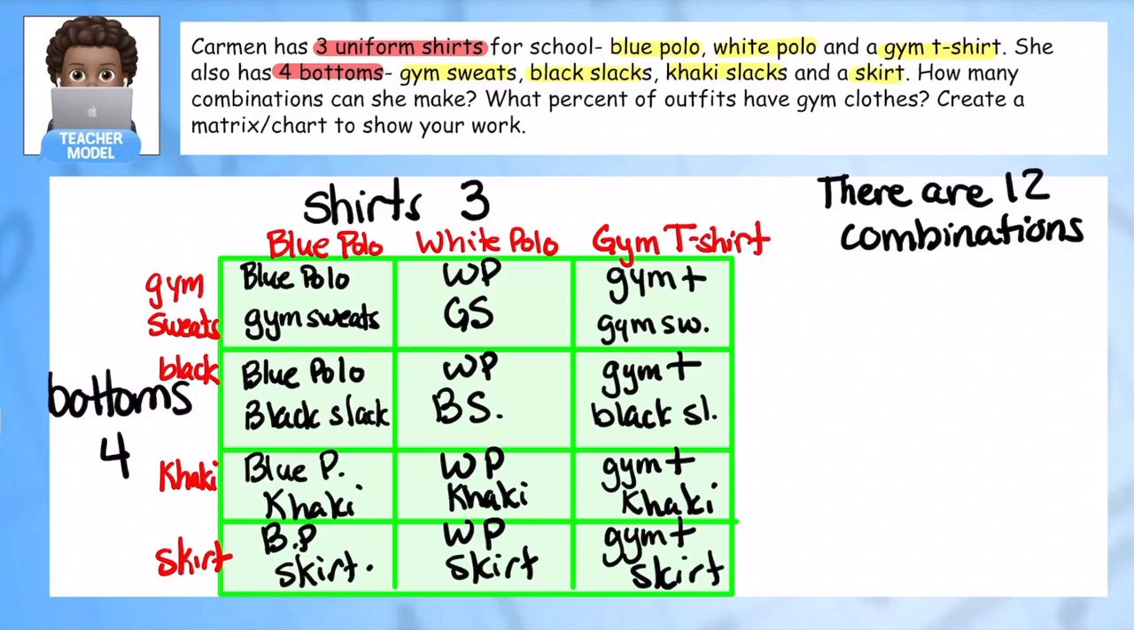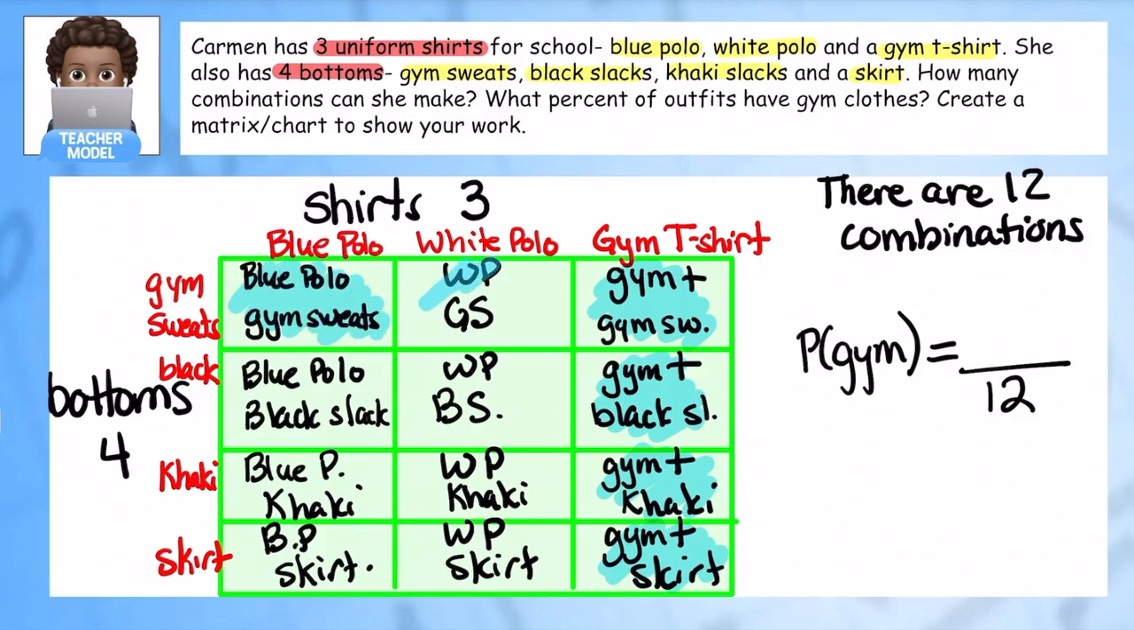All right, in the second one, what percent have gym clothes? So percent with gym clothes. So out of 12, look and see where do you notice the gym clothes. So I'm going to go down this entire row for gym clothes. And I'm going to go across on this part for gym clothes. But notice I'm not going to count this one twice. It's still one combination. So how many combinations have gym clothes? 1, 2, 3, 4, 5, 6 combinations have gym clothes.